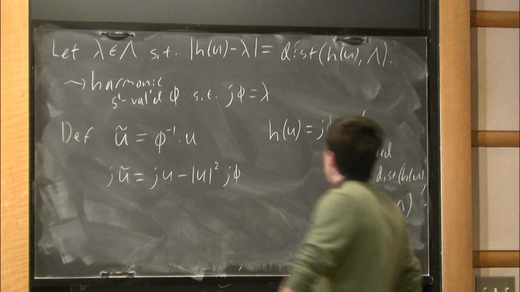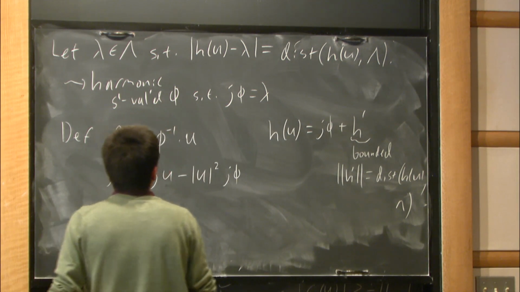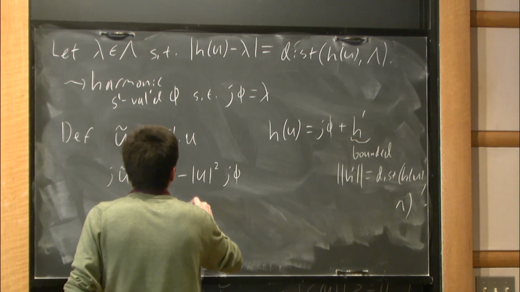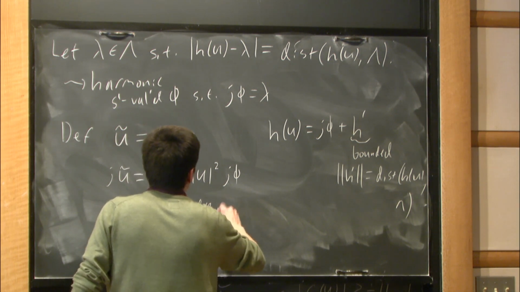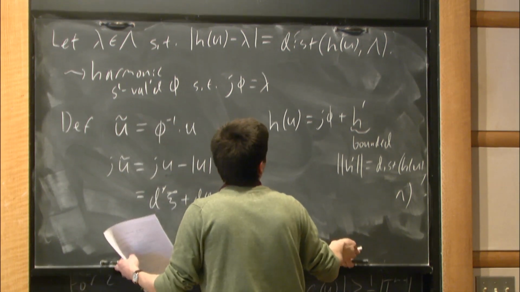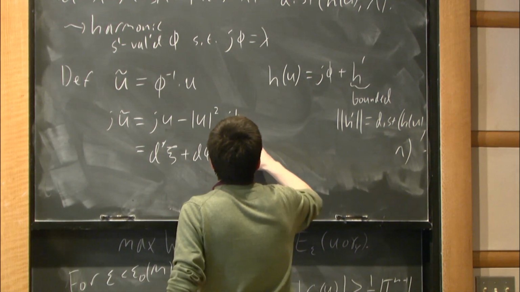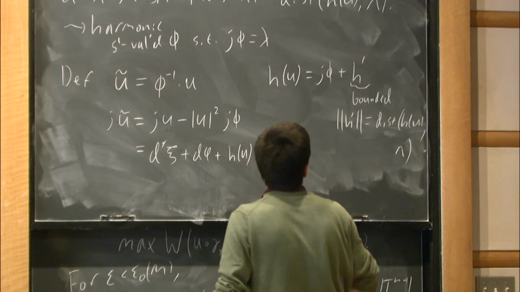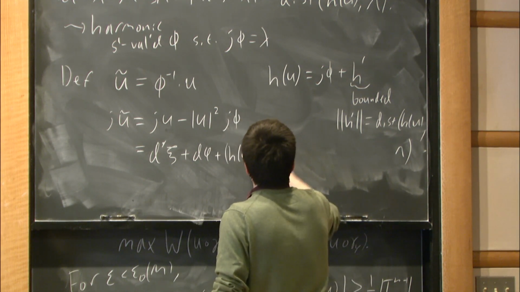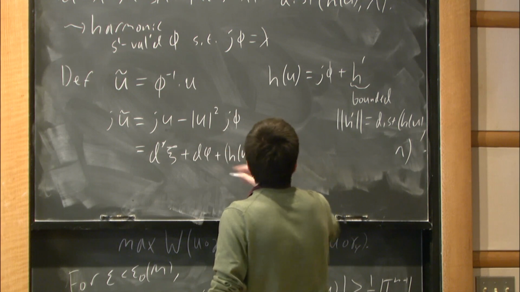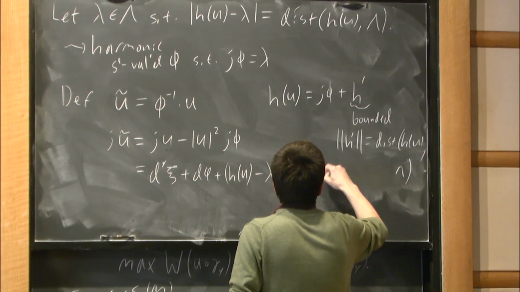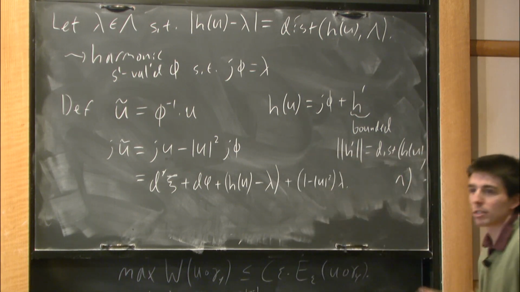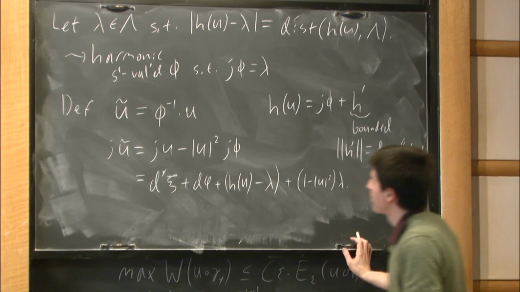Okay, so we can rewrite this. Well, if we get the Hodge decomposition of Ju, then we get d star psi plus d phi. And then here we have h of u, let's say minus lambda. So we're stripping away the large contribution here, plus 1 minus u squared lambda, right? This 1 minus u squared is going to be something we're going to be able to control.